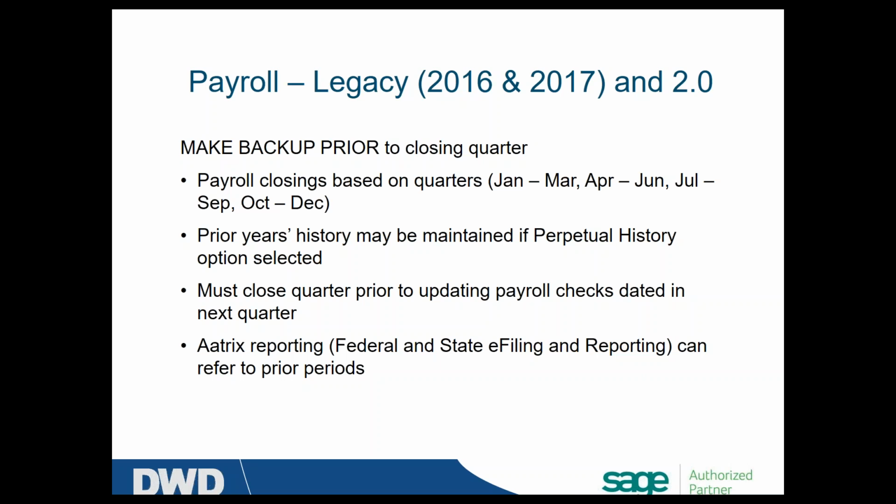Since we've got to be rolled into the current quarter in order to produce paychecks in January, we have to make that year-end backup so that we can do those adjustments in the prior version in order to print proper W-2s. When we do our closings, payroll only closes on the quarter. So you've got quarters 1, 2, 3, and 4 rather than periods possibly 1 through 12.